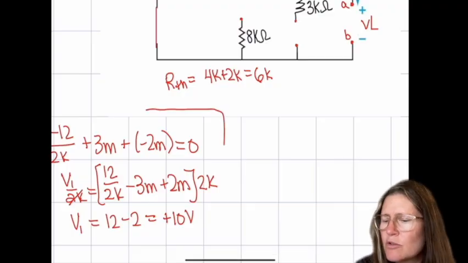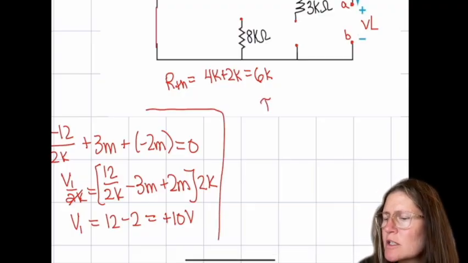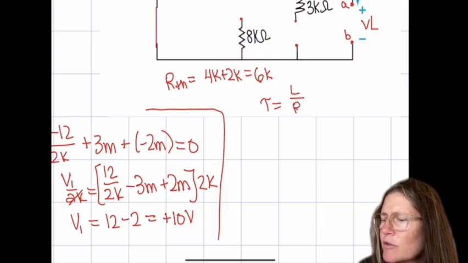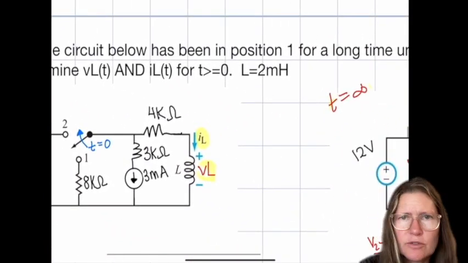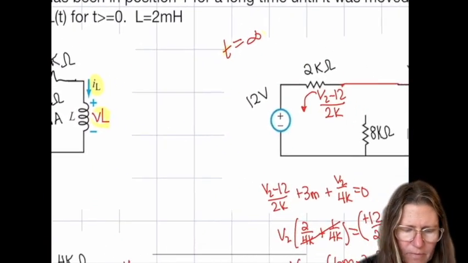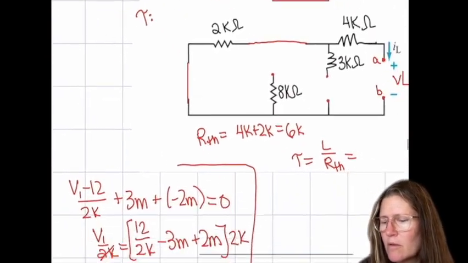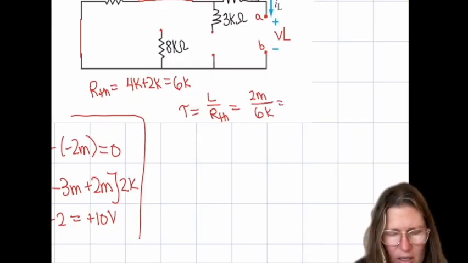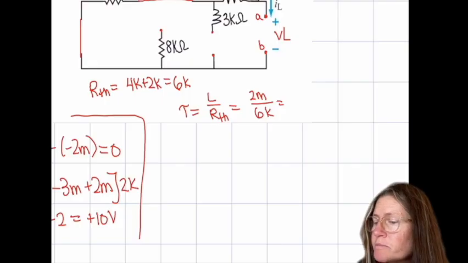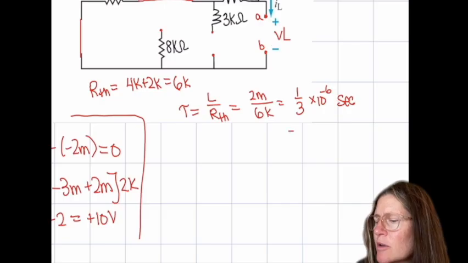And going back to tau, we need tau for an inductor, which is L over RTH. And so L was given as 2 millihenry. So 2 milli over 6K ends up giving 1/3 times 10 to the minus 6 seconds, or 1/3 microseconds.